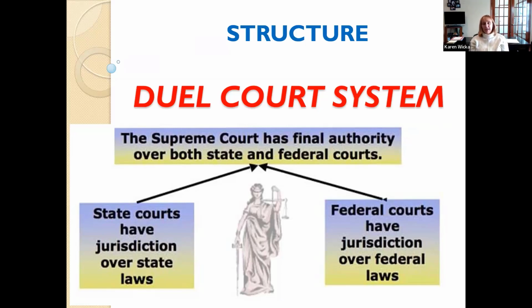Now, on top of the whole thing, at the very top of our whole court structure, we have what's called the Supreme Court. So the Supreme Court is the supreme decision-making body of the whole court system. They're the top one. They have top authority. And they have final authority over state court decisions and also federal court decisions.